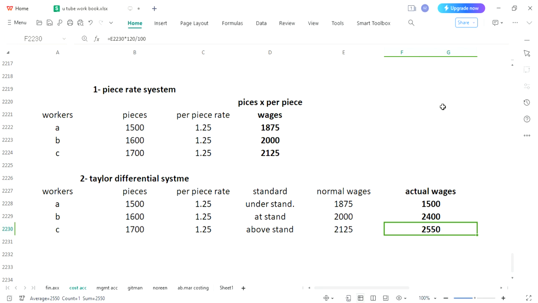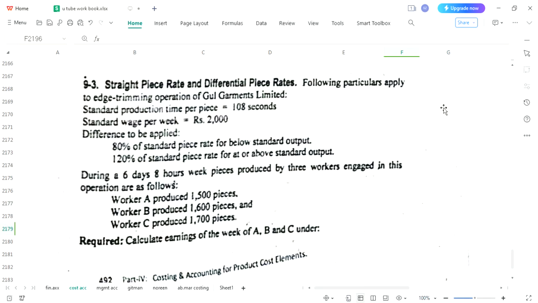I'm humbly requesting you to not only understand but repeat it, revise it, practice it more than 3-4 times so that you can have proper understanding of it. So this was your straight piece and differential piece rate system under question number 9.3, which has been completed.